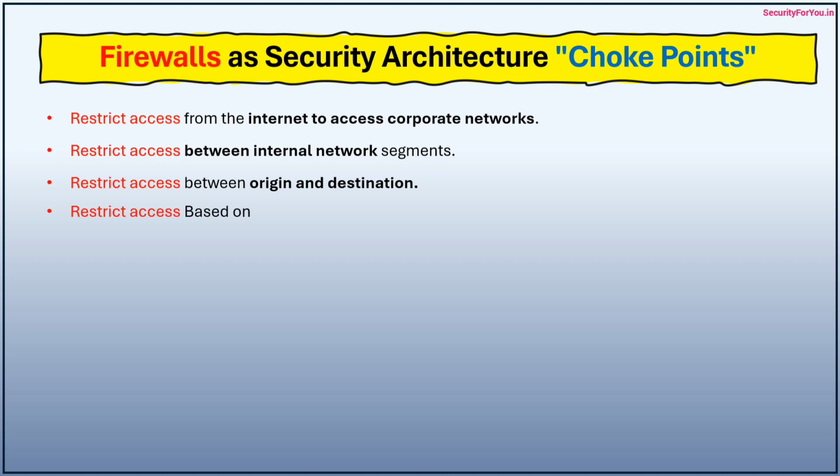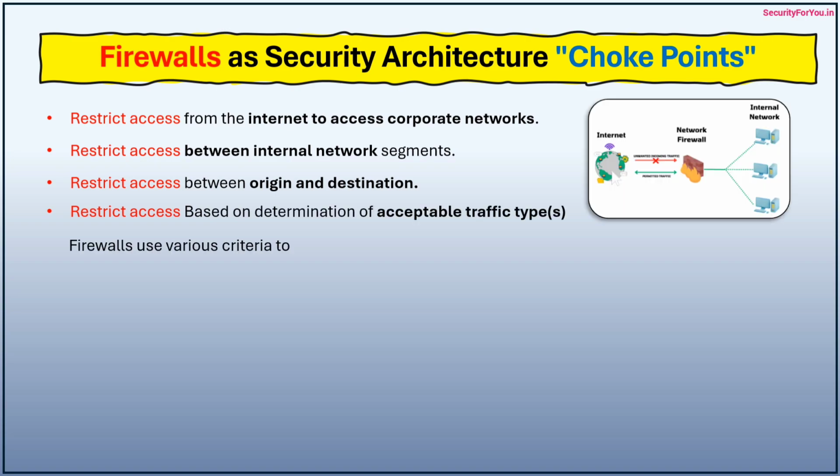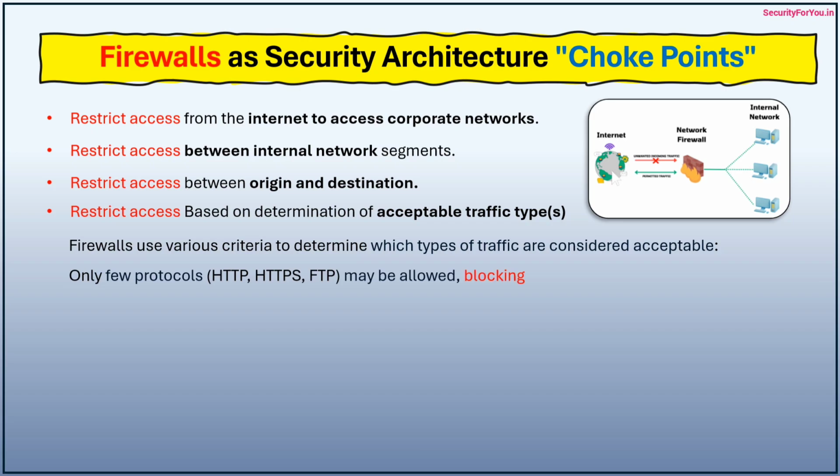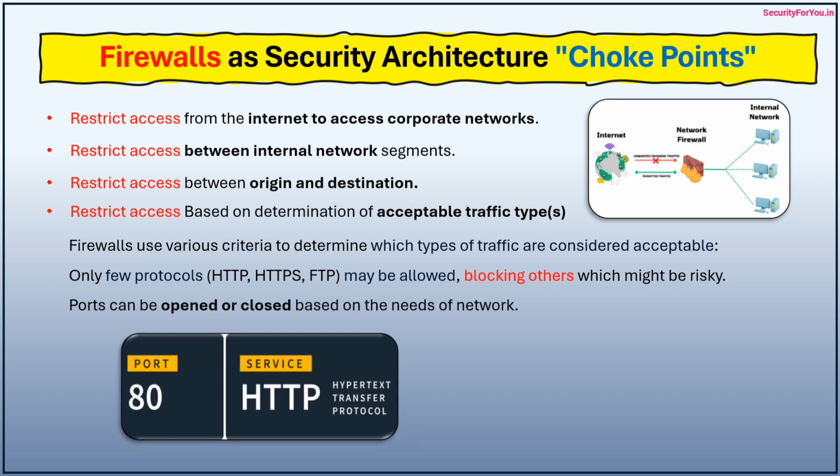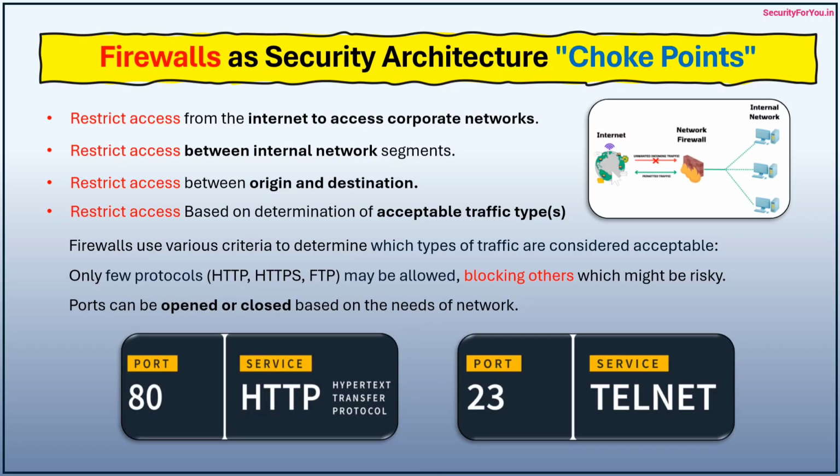Firewalls can restrict access based on the determination of acceptable traffic types. They use various criteria to determine which types of traffic are considered acceptable, like only a few protocols may be allowed, blocking others which might be risky. Ports can be opened or closed based on the needs of the network, like port 80, which is used for HTTP, might be open for web traffic, while port 23, which is telnet, is closed due to its lack of security, right? So all these are the restrictions which a firewall can put in place.